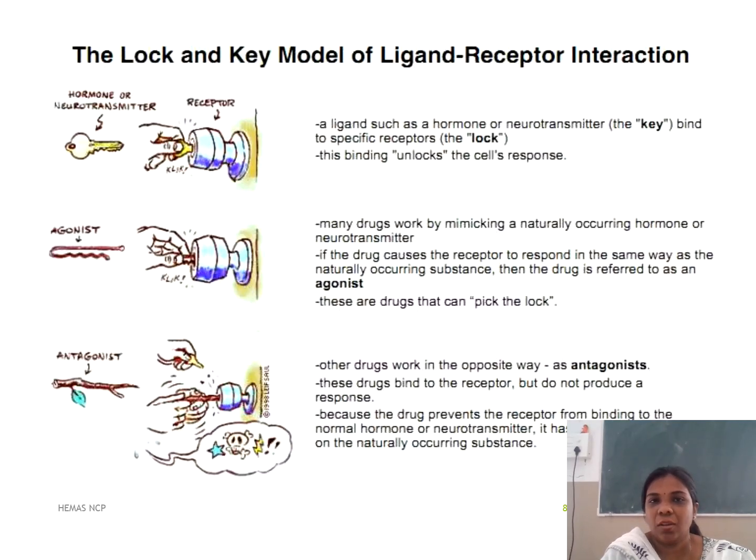So here, what is the lock and what is the key? Key means ligand, lock means receptor. Only a ligand with the correct shape, size and chemical properties can bind to a specific receptor and produce an effect.